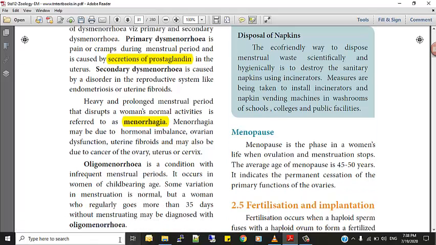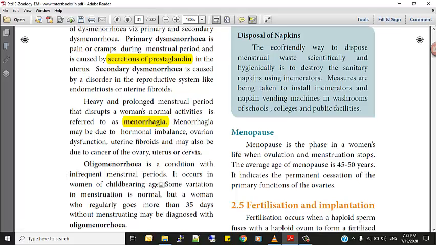Next we will go to oligomenorrhea. Oligomenorrhea is a condition with infrequent menstrual periods. It occurs in a woman of childbearing age. Some variation in menstruation is normal, but a woman who regularly goes more than 35 days without menstruating may be diagnosed with oligomenorrhea. Okay, oligomenorrhea is a condition with infrequent menstrual periods.